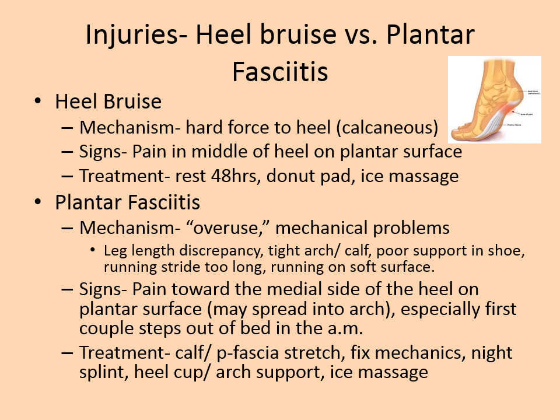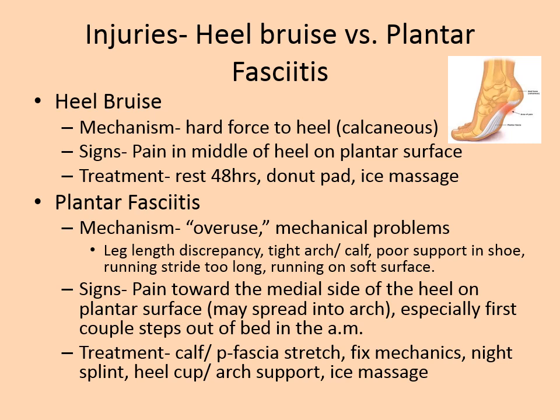So signs of that would be that we'd have a mechanism of a hard force to the heel, so they'd land on it really hard. Their signs would be pain in the middle of the heel on the plantar surface. And the treatment for that would be rest for 48 hours, so no running, try to avoid walking on it.